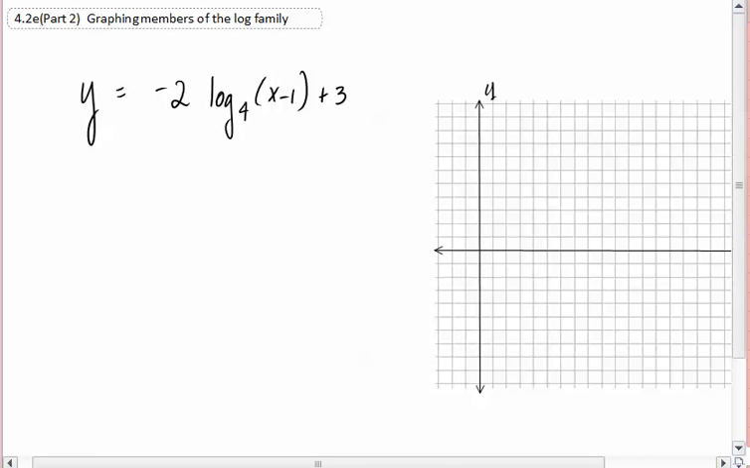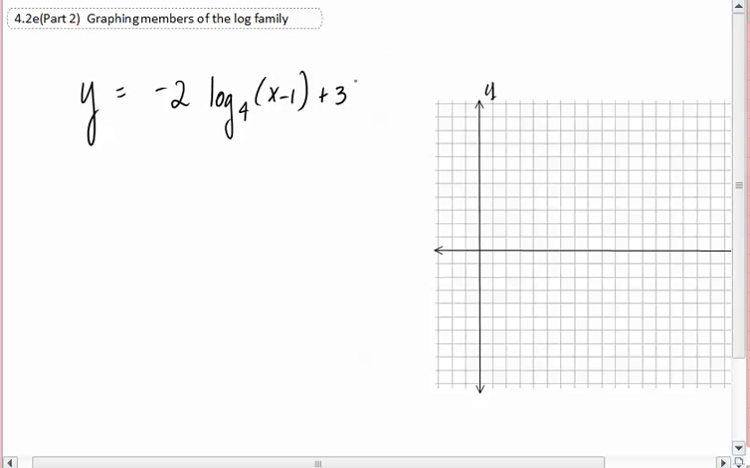Alright, we're now going to take a look at part 2 of graphing members of the log family. But in this video, we're going to take a look at adjusting all of these: a horizontal translation, a stretch, a reflection, and a vertical translation. So let's first take a look at what the parent graph of this thing is.